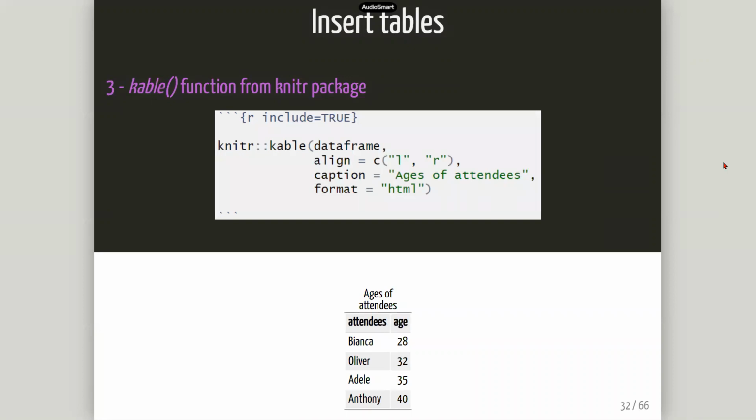Another way of inserting tables, which is also my favorite, is to use the kable function from the knitr package. So you specify the name of your object that you want to plot. So in this case, I have a data frame. You specify the alignment of the columns. So if you have 3 columns, you need to specify 3 arguments in the align function. But since I only have 2 columns, I specify that I want the first column to be left aligned with the letter L, and the other column I want to align right. And then I have my caption, and the format is HTML.